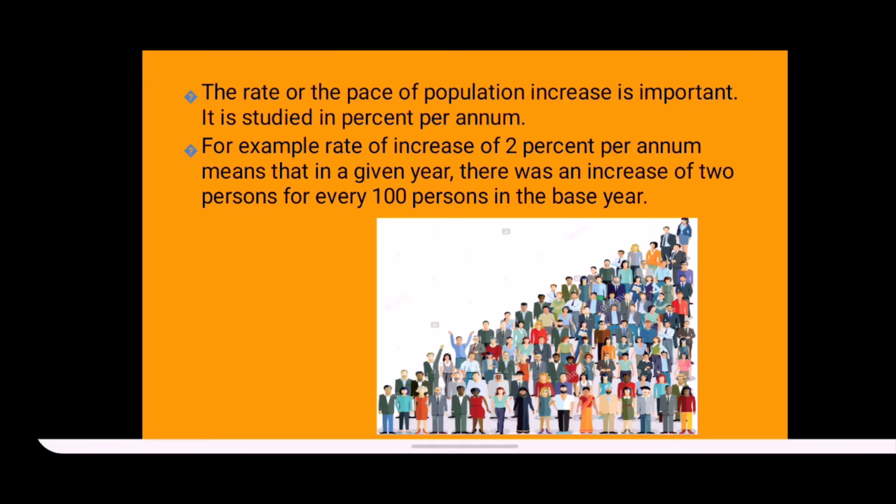The rate, or the pace, of population increase is important. This rate of population increase is expressed as percent per annum. For example, a rate of increase of 2% per annum means that in a given year there was an increase of 2 persons for every 100 persons in that year. This is referred to as annual growth.